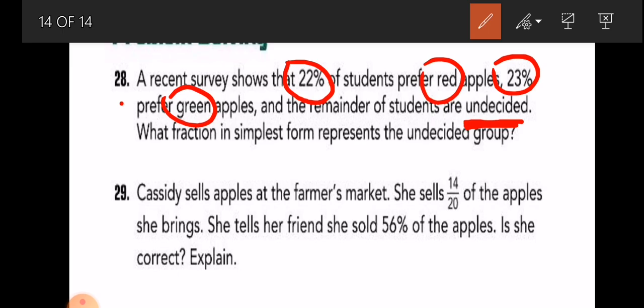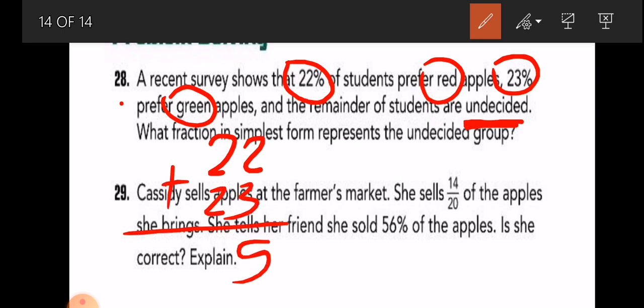Okay. The whole here or the total amount of what? The 22 out of what? The 23 also, it's out of what? Once it's a percent, so your total is 100. So 22, it's out of 100. 23 also from the same total, which is 100. And I want the remaining of the 100. So how to get it? Add the 22 plus 23 will give me what? 45. So 45%, they like the red and the green.